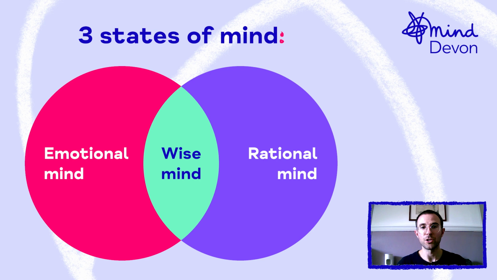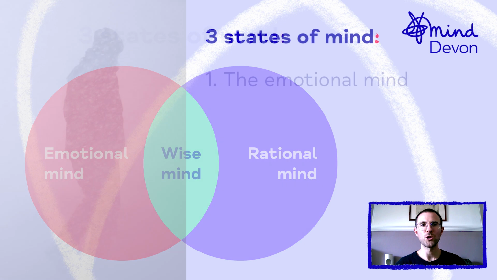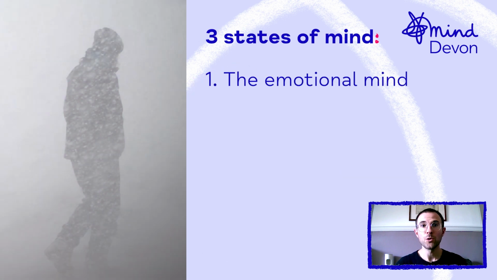These conceptualizations are often associated with dialectical behavior therapy, DBT. Let's have a look at each of these mind states together and explore how they might relate to emotional regulation and our overall well-being. Emotional mind. Emotional mind is characterized by intense emotions and feelings.